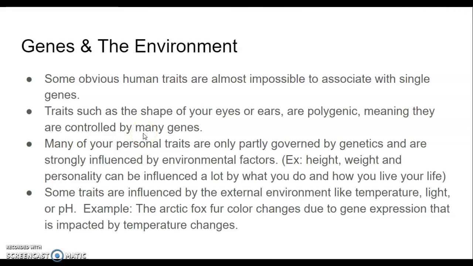One last point, as we talk about karyotypes and genes: some of our obvious human traits are really impossible to associate with just a single gene or just a single chromosome. Scientists are learning more that it's multiple genes, multiple chromosomes that can control some of our traits. So like our eyes, our ear shape, height, and skin color, those are controlled by many genes.